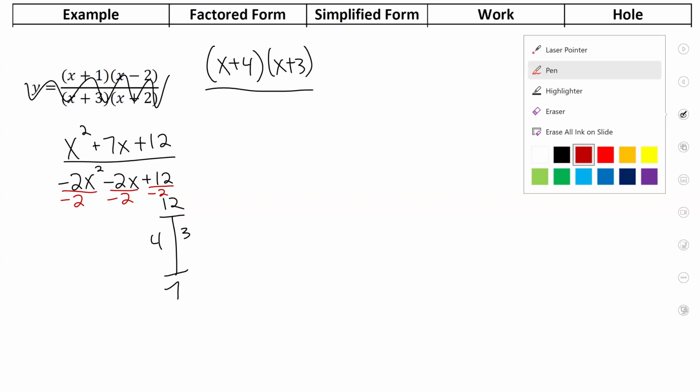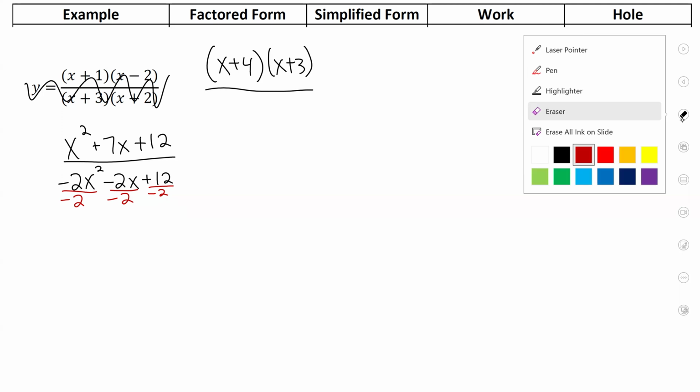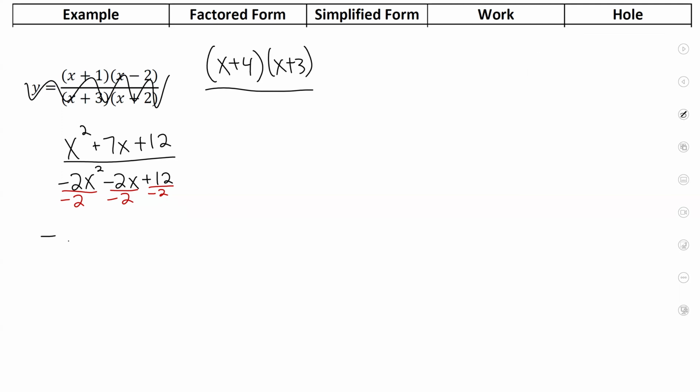Okay, so let's figure out what we're left with. Good, I heard you say it. -2 goes on the outside, don't forget it. That cancels, I have x squared. This cancels, I have a positive x. Why is it positive? Yes, two negatives make a positive. Positive 12 divided by a negative 2 is negative 6.